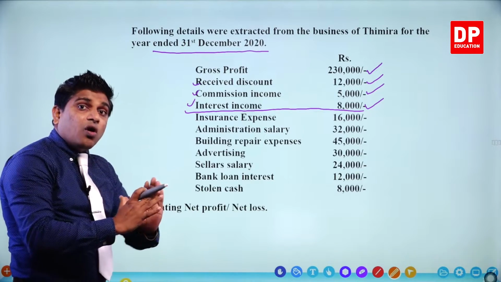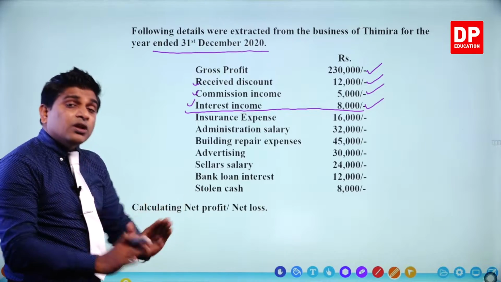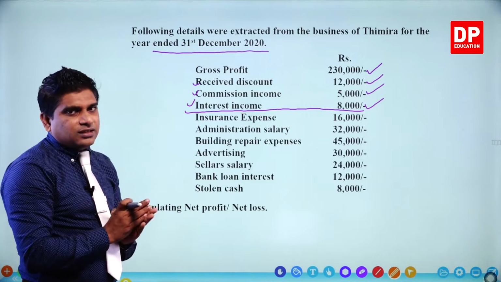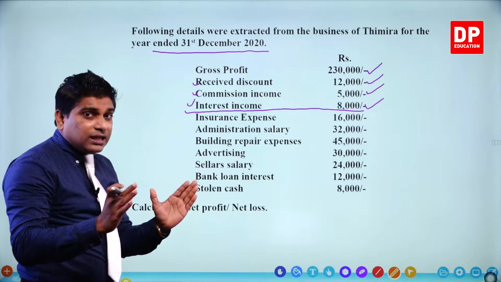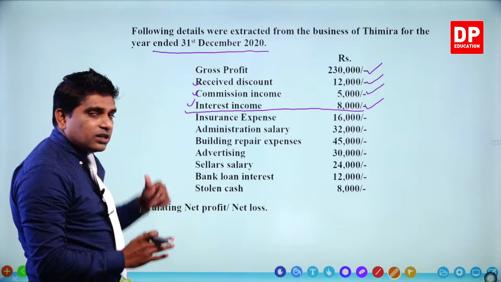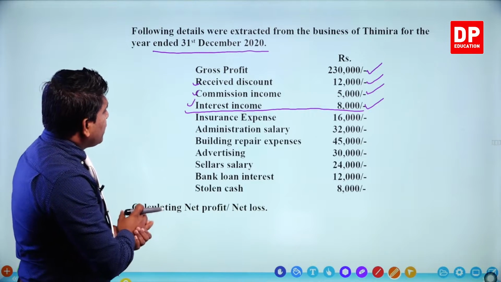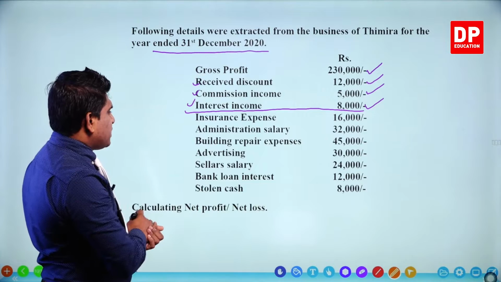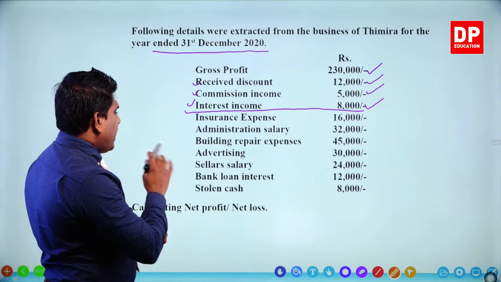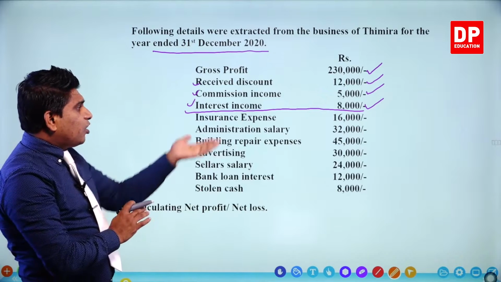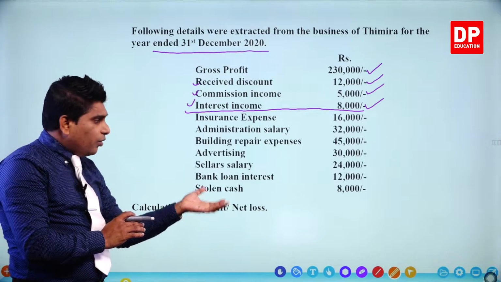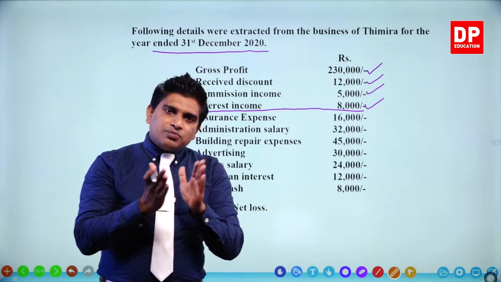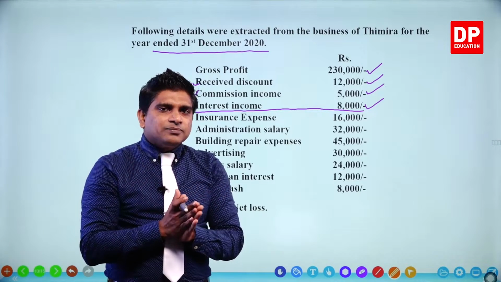Then you can find total income, not total other income, total income. Total income includes gross profit and other income, everything. Only the total other income without gross profit, we can get only from these 3, right? Then insurance expense, administration salary, building repair expense, advertising, seller's salary, bank loan interest, and stolen cash. There are a lot of expenses, right? Now, the simple theory is, from the total income, if you subtract total expense, then you can see the net profit.